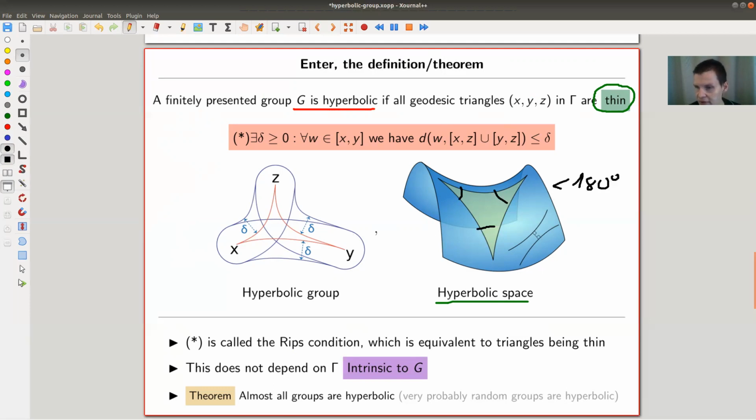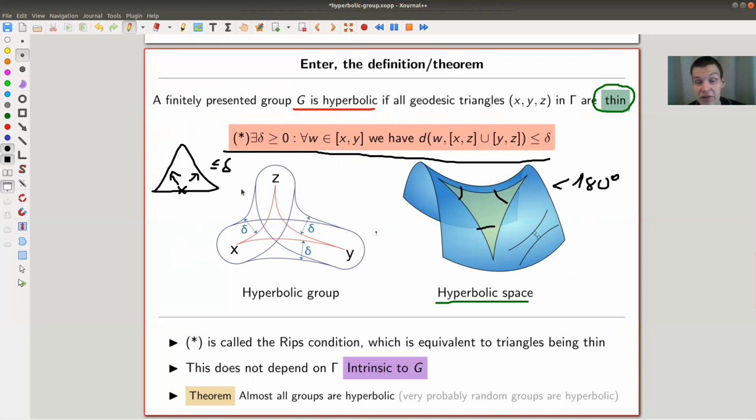So they're thin triangles. And now in the hyperbolic space, the condition is exactly the same as before. It's this condition that you are a little bit away here from the other two. It's bounded by delta. And yeah, so this is called the thin triangle condition, or strictly speaking, it's called the Rips condition, but it's equivalent to what people call a thin triangle condition. So if you want to have a look at the various equivalent definitions of hyperbolic group, a link to several very nice expositions is in the description. Anyway, so this is a picture for the hyperbolic group.